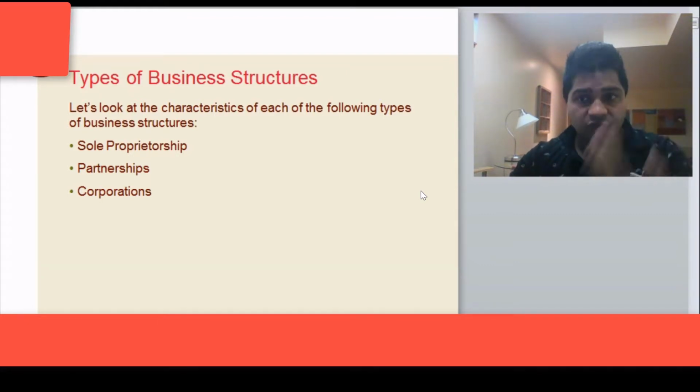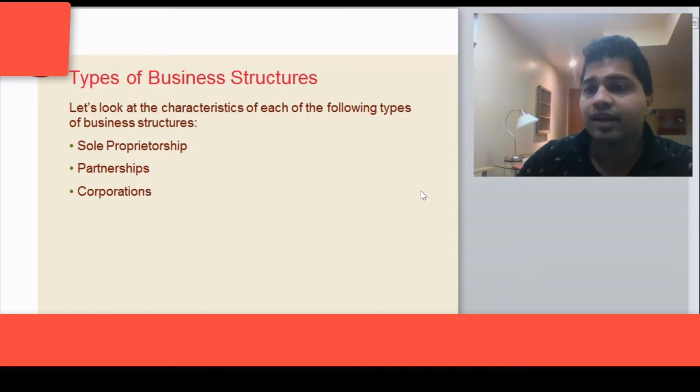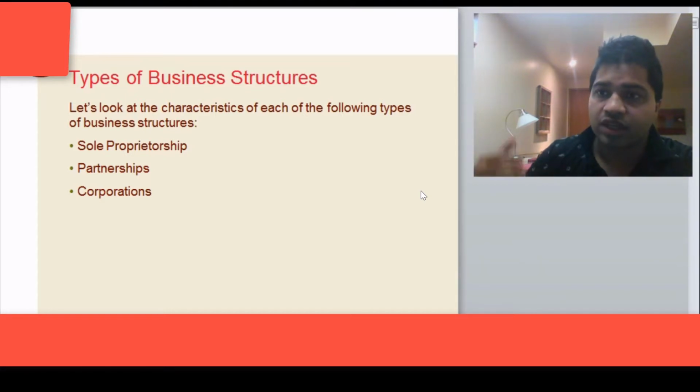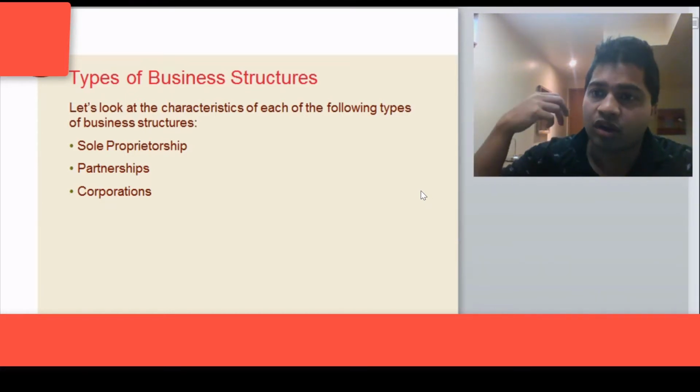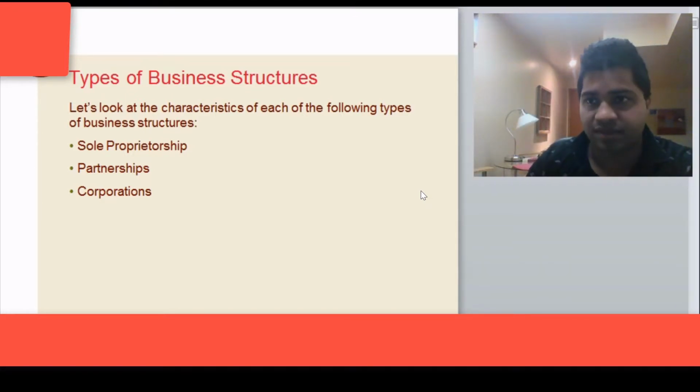Third, if you get sued as a business, then your personal assets are on the line. Okay, a partnership is two or more partners coming together and starting a business. Now there are two types of partners involved: limited partners and general partners. General partners are responsible for running the business, so their personal assets are on the line when the business operates.